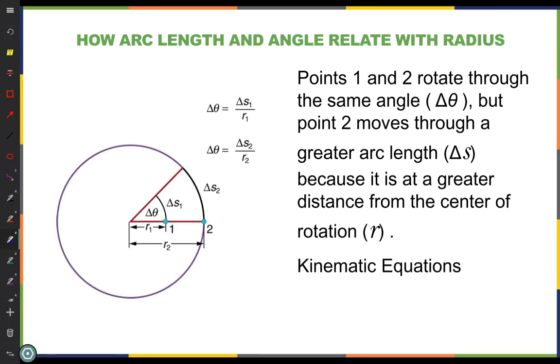Motion. Points rotating will have different arc lengths depending on the radius.